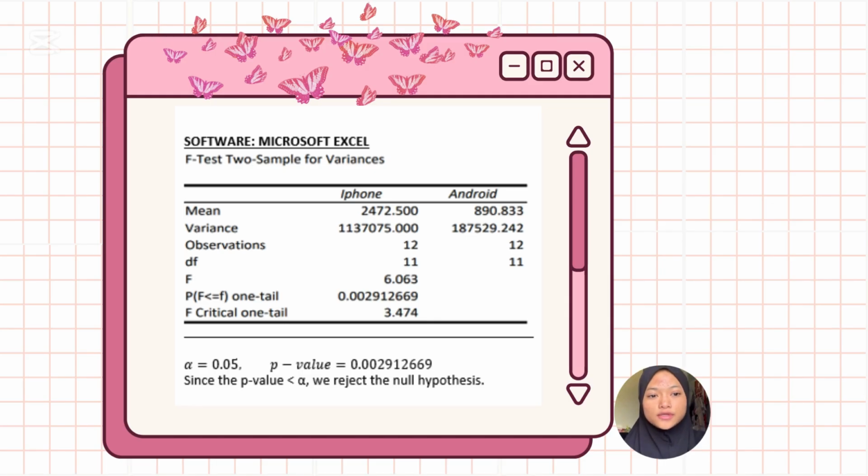And then we can use software, which is Microsoft Excel, to make a decision on whether to reject the null hypothesis or not. We can compare the p-value and alpha. In this data, we can see that alpha is 0.05, while the p-value is 0.002912669. So the p-value is less than alpha, and we reject the null hypothesis.